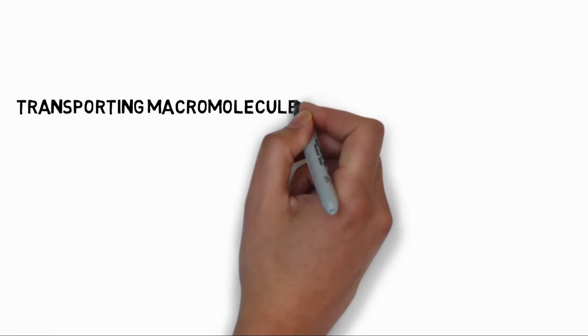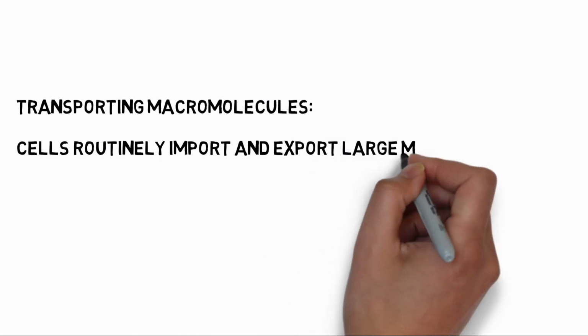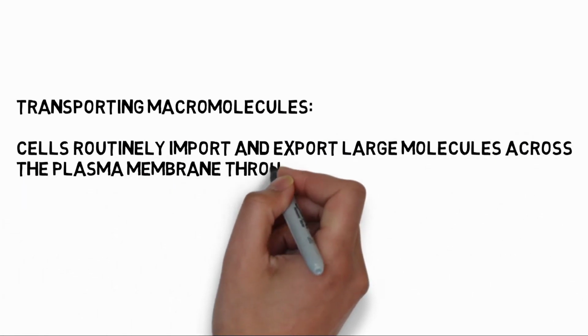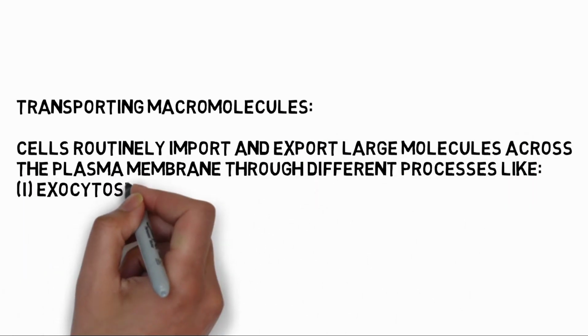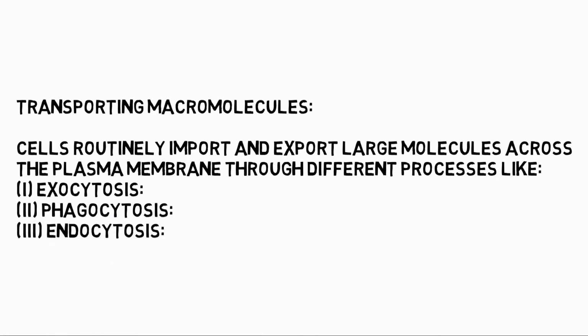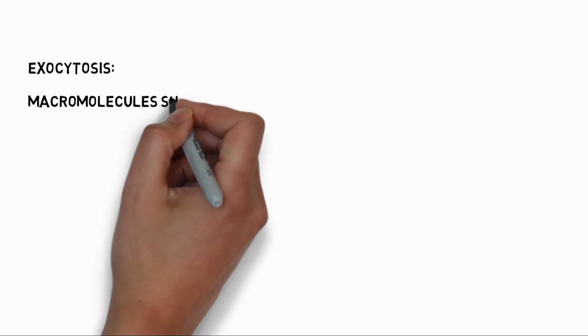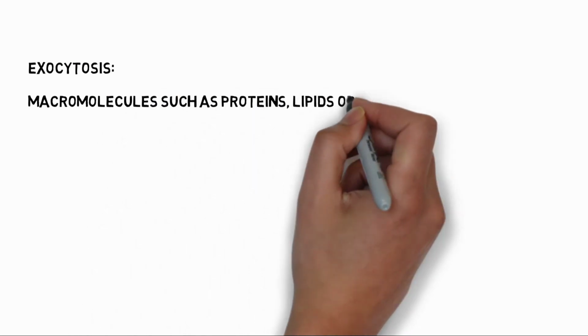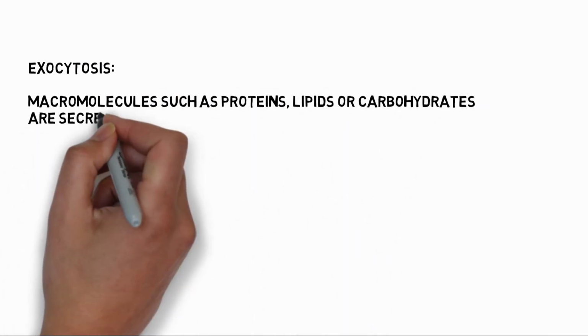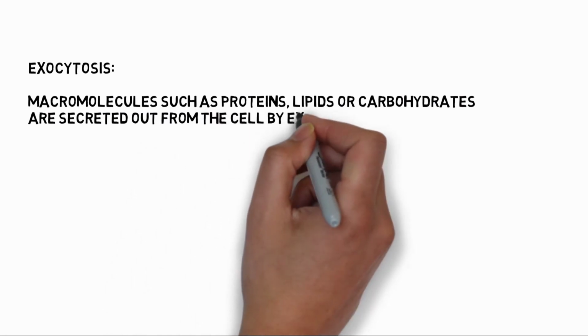The next function of plasma membrane is transporting macromolecules. In this, different processes are involved such as exocytosis, phagocytosis, endocytosis. In exocytosis, macromolecules such as proteins, lipids or carbohydrates are secreted out from the cell.